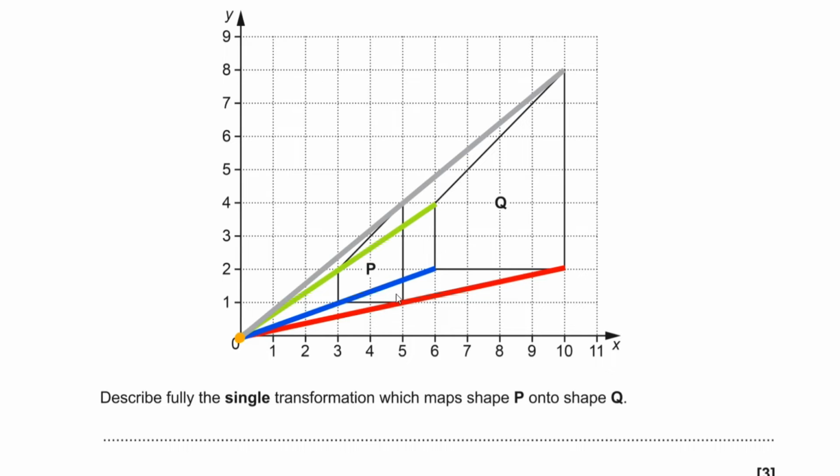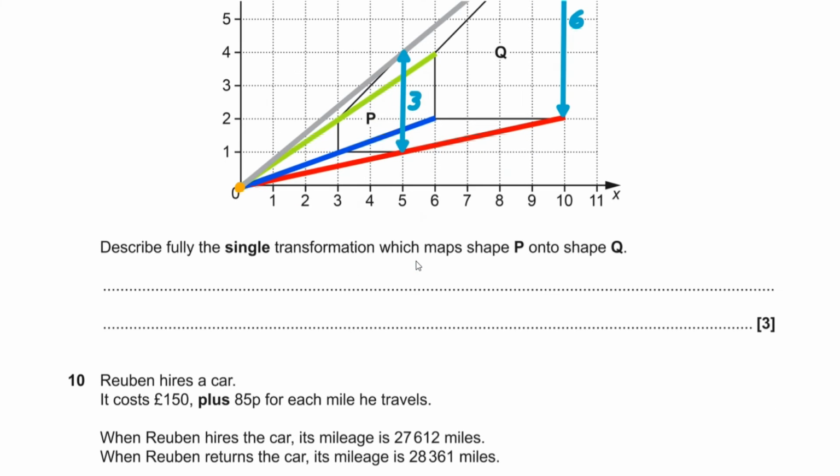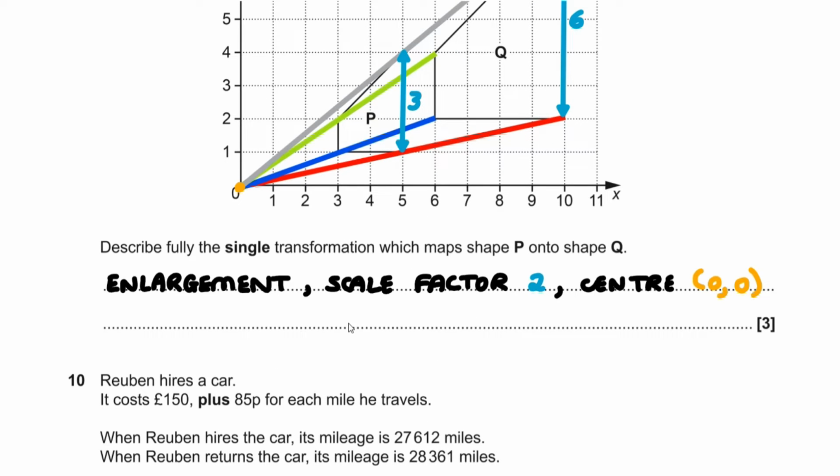And this length you can see is 3. This length here you can see is 6. 6 divided by 3 is 2. So we have an enlargement scale factor 2 with the center at the origin.